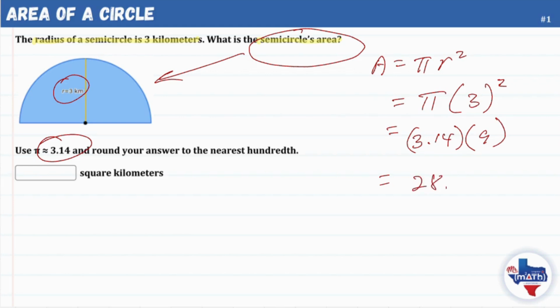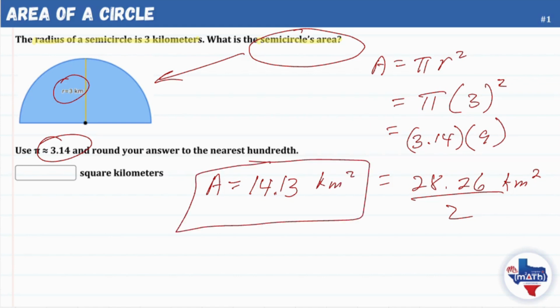That gives us 28.26 square kilometers. Now, that's for a full circle. What we want is a semicircle, so we need to divide it by 2. So 28.26 divided by 2 gives us 14.13, and we're going to round that to the nearest hundredths place. So the area is 14.3 square kilometers.